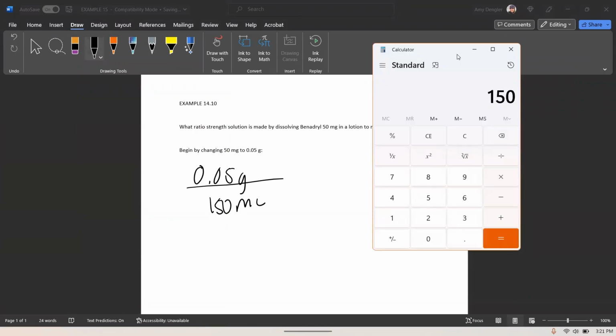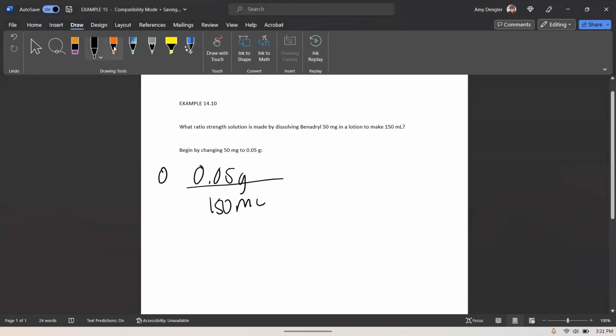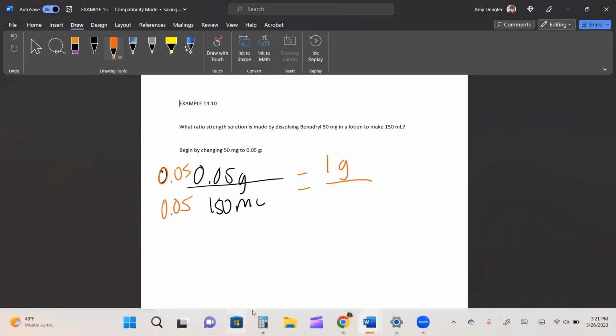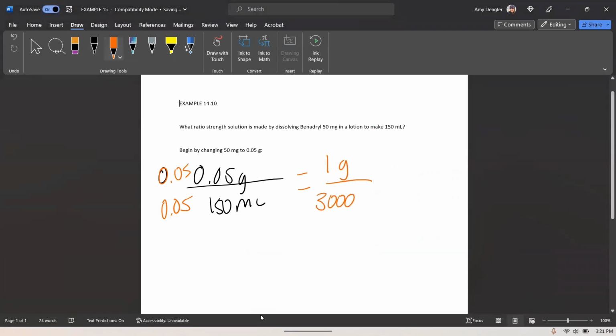So I'm going to start off by dividing 0.05 by itself, giving 1 gram. So if I went into each one by 0.05, I now have 1 gram. And 150 divided by 0.05 is 3,000 ml. So our strength is going to be 1 to 3,000.